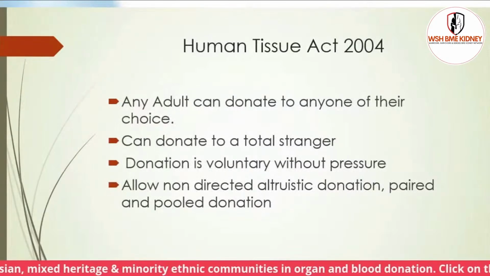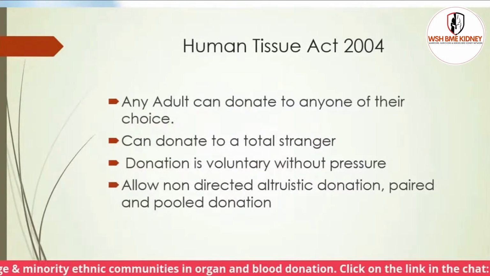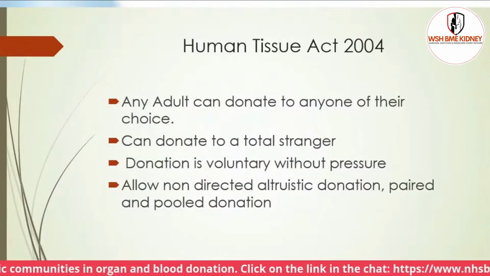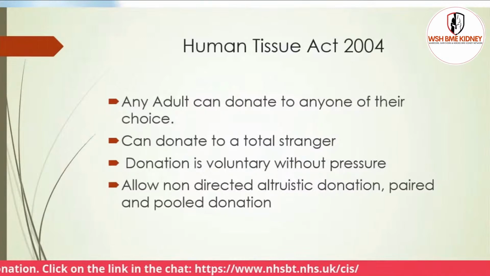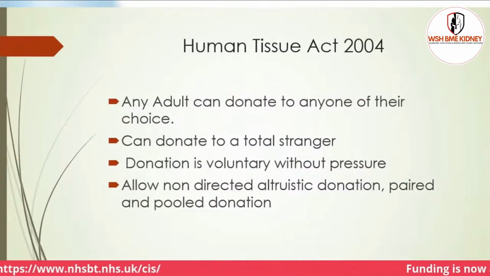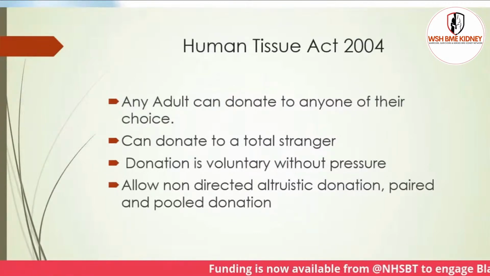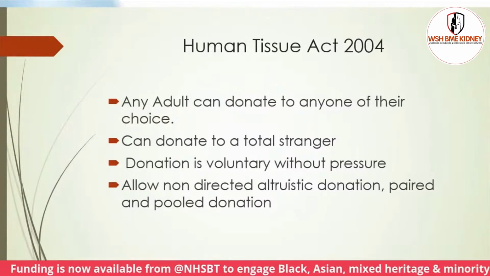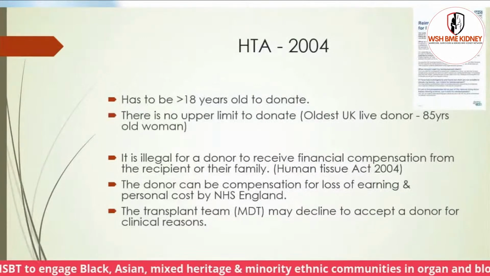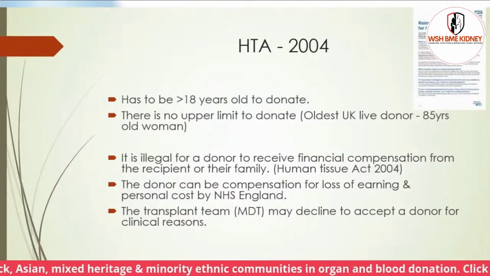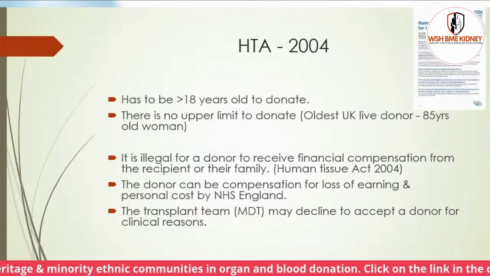Now, the Human Tissue Act of 2004 opened the door for everybody to be able to donate, including allowing altruistic donors. That is, people can come forward and say, I want to give my kidney to anybody, and I don't care where the kidney goes, and we are able to do that. Many, many years ago, before 2004, we were not allowed to do that. Now, to be able to donate, you have to be greater than 18 years old.